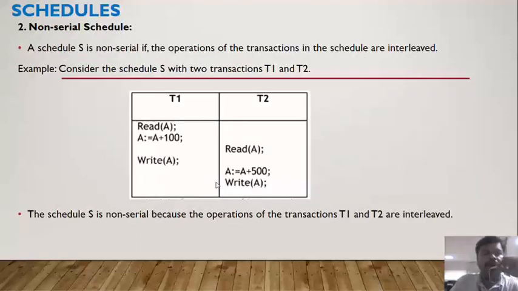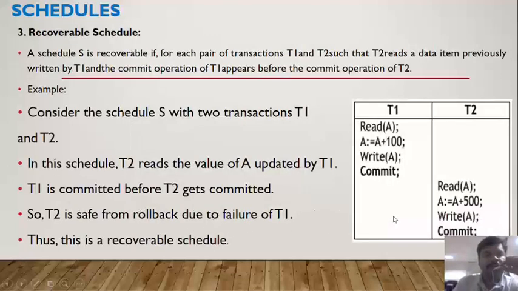So this is a non-serial schedule. Why are we calling it non-serial? You can see the first line is read of A, then A equals A plus 100. The third line we go to T2, read of A. In the fourth line we come to write of A in T1, again we go to T2, and then it completes at T2. So the first two lines are T1, the third line is T2. This is non-serial because T1 and T2 are interleaved.